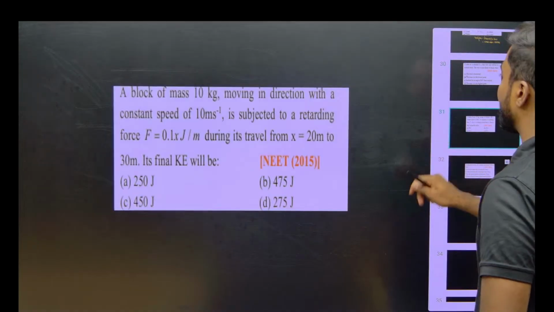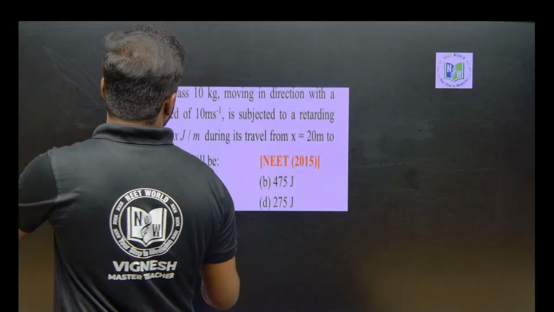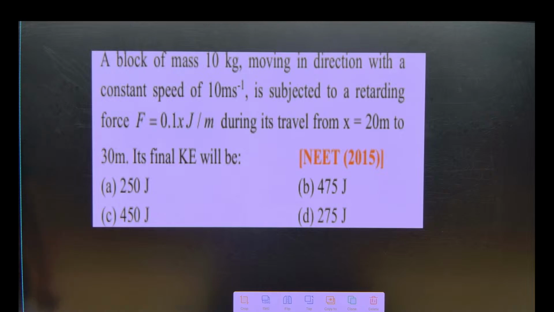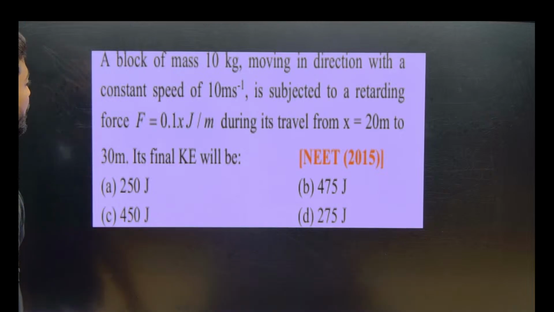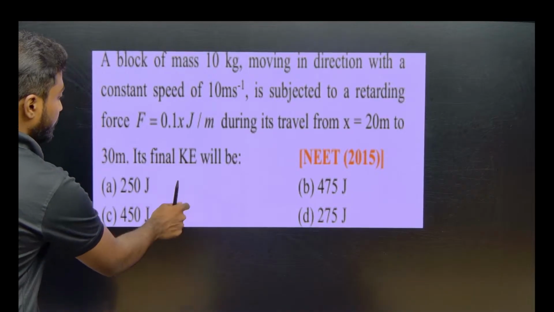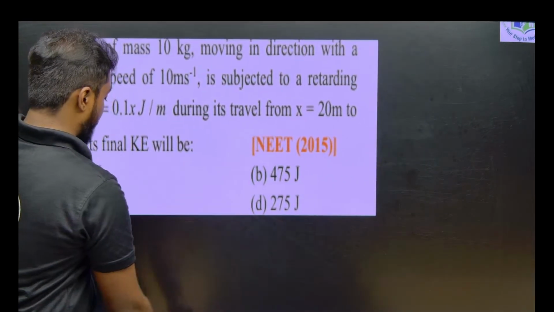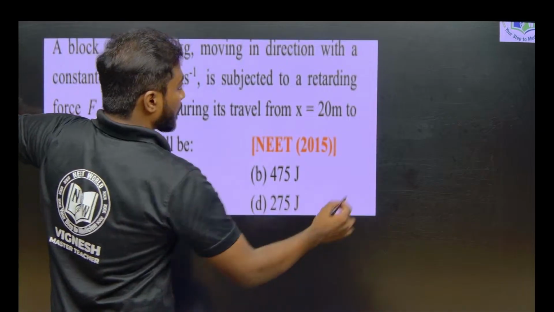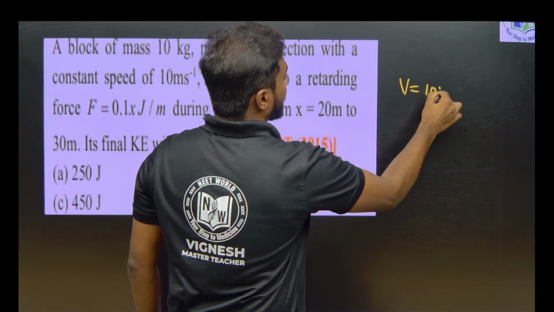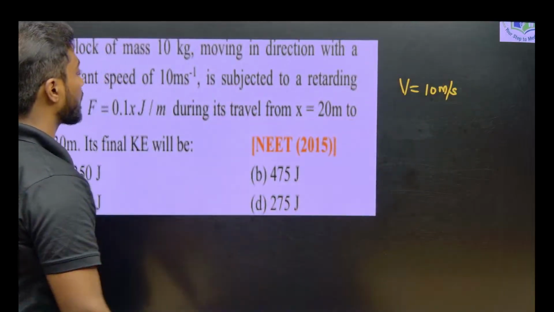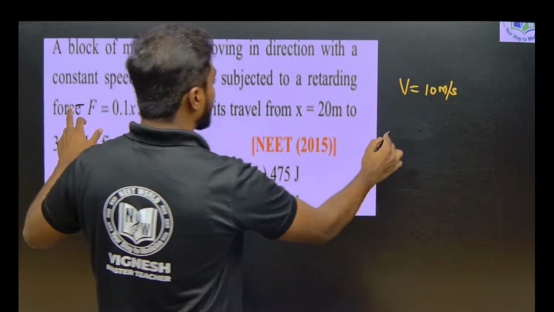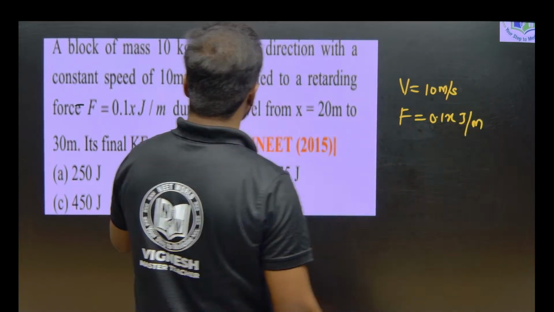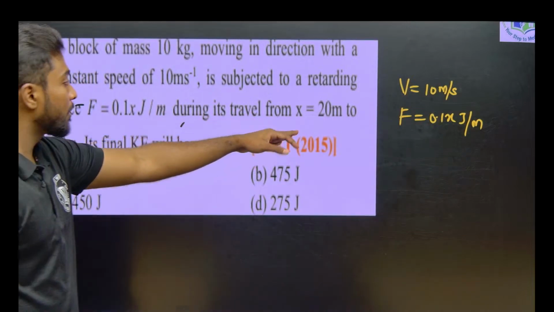So the next question: a block of mass 10 kg moving in the direction, is it visible now? Yes. Moving in the direction with a constant speed, speed is equal to 10 meter per second, is subjected to a retarding force. Force F is equal to 0.1 x joule per meter during its travel from x equals 20 meter to 30 meter.